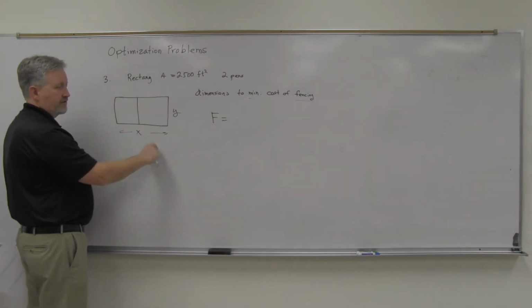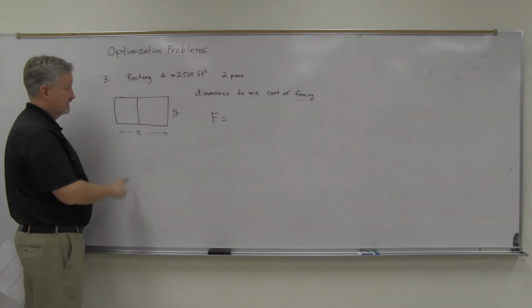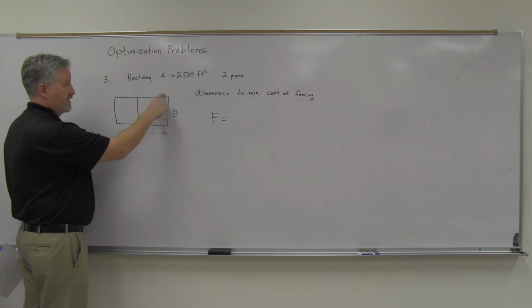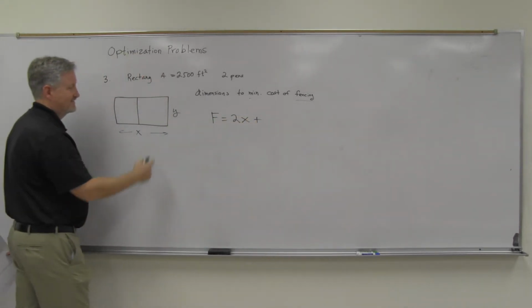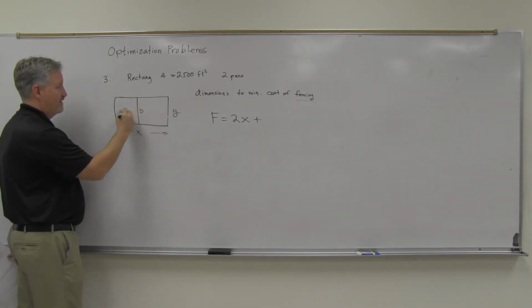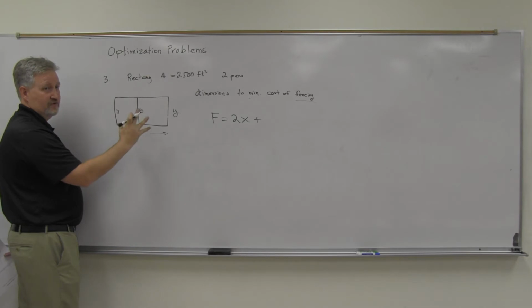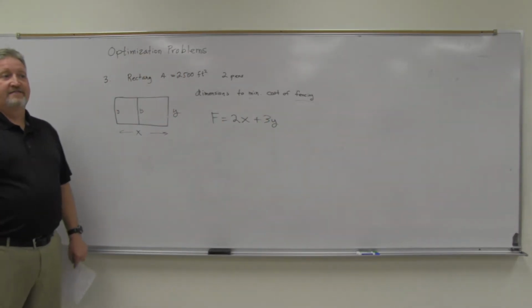So X is all the way across, Y is up and down. So what's the fencing I've got here? Well, I've got an X here and an X here. I've got 2 X's, don't I? How many Y's? 3 Y's. That's Y, and that's Y. They're all the same. It's a rectangle. See that? That's what I want to minimize.